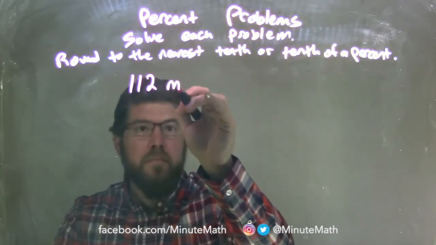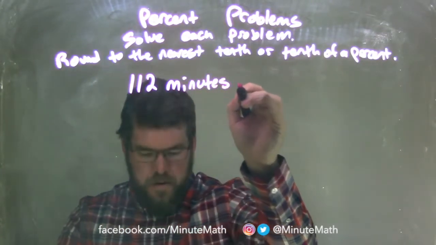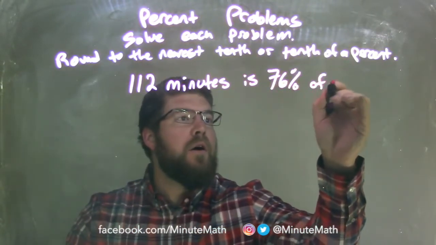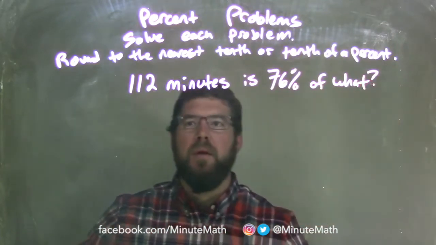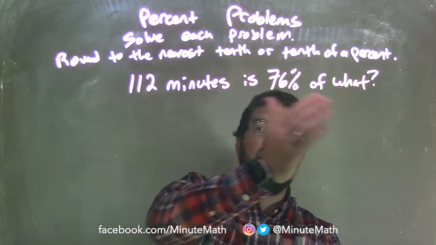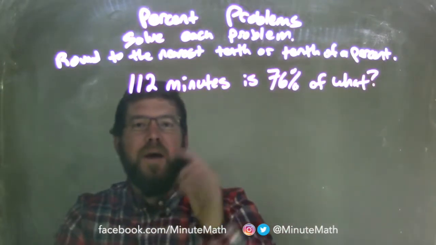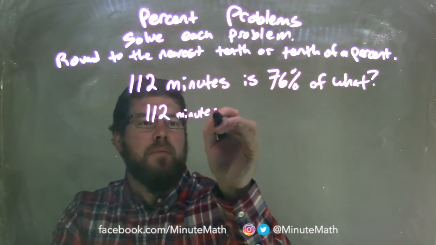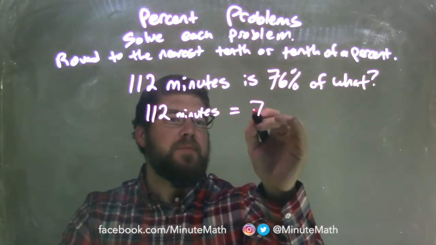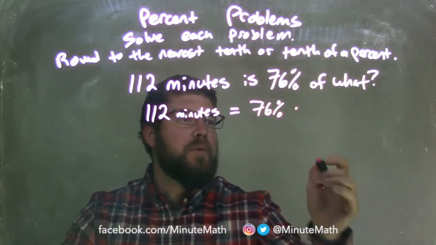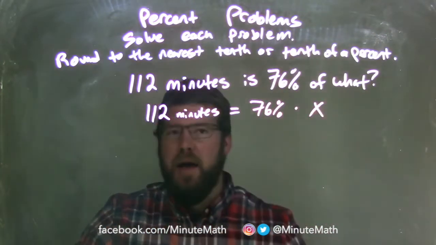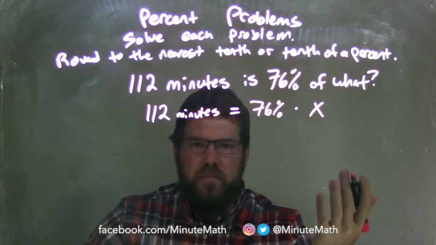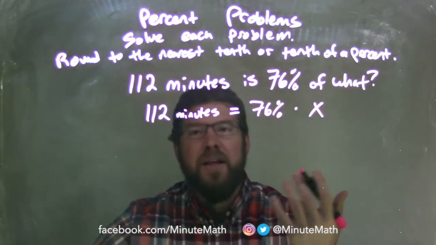112 minutes is 76% of what? So 112 minutes is 76% of what? Let's make this into an equation. 112 minutes is equal to 76% of, multiplication, what? Variable x. Okay. So 112 minutes is 76% of what? Make that x. Now our units are minutes here, so our final answer is going to be in minutes.